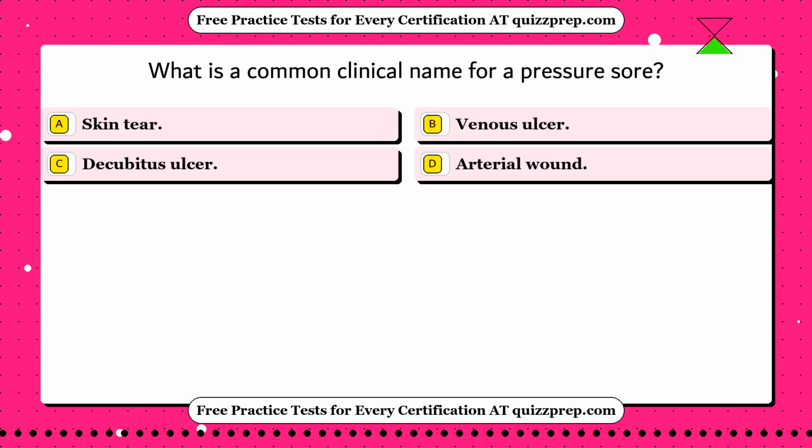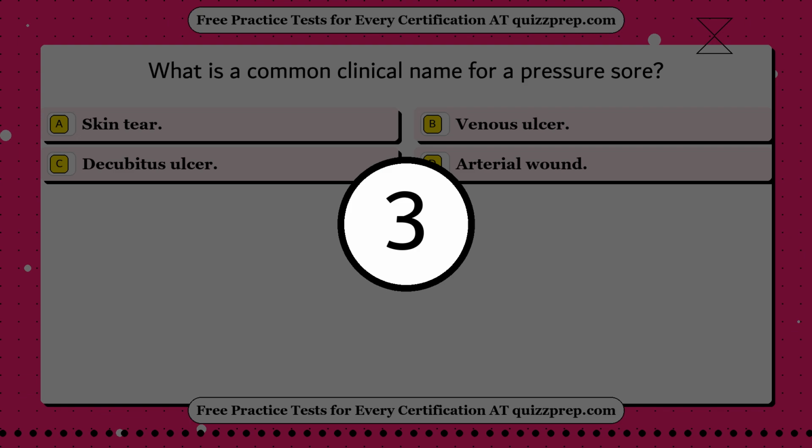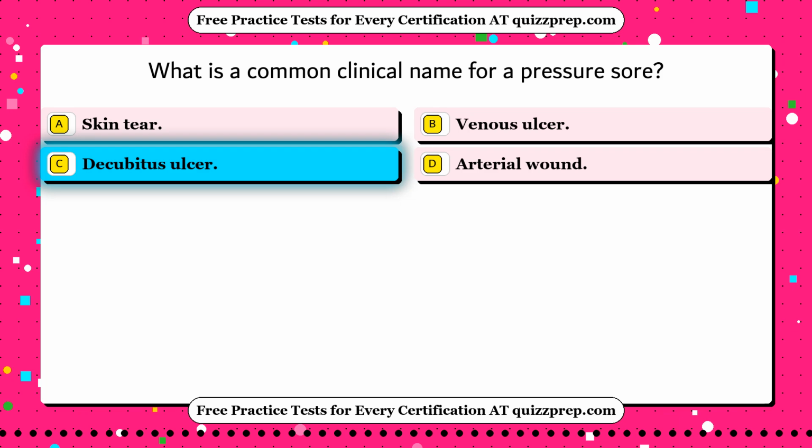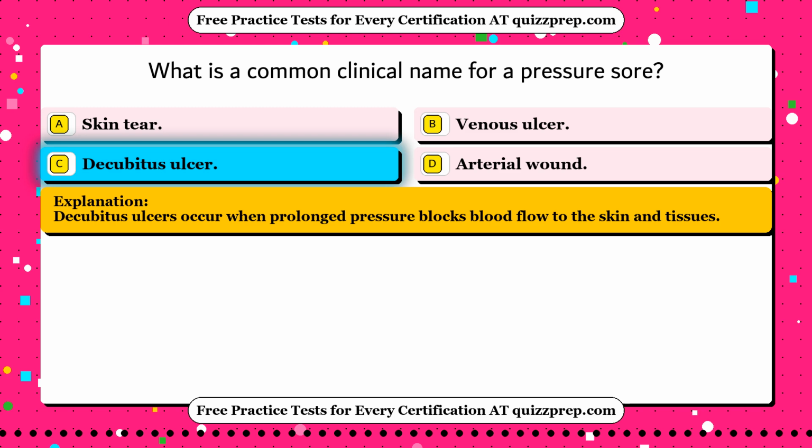Question 71. What is a common clinical name for a pressure sore? Option A skin tear. Option B venous ulcer. Option C decubitus ulcer. Option D arterial wound. The correct answer is option C, decubitus ulcer. Decubitus ulcers occur when prolonged pressure blocks blood flow to the skin and tissues.